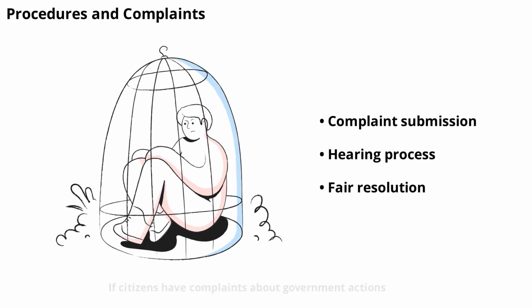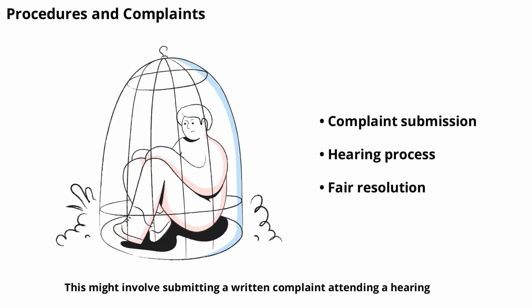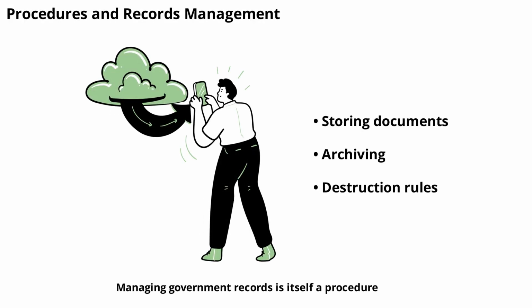If citizens have complaints about government actions, there are usually procedures for filing and resolving them. This might involve submitting a written complaint, attending a hearing, or seeking mediation. Complaint procedures help ensure that concerns are addressed fairly and promptly. Managing government records is itself a procedure. Agencies must follow rules for storing, archiving, and destroying documents. Good records management helps preserve history, support transparency, and ensure that information is available when needed.